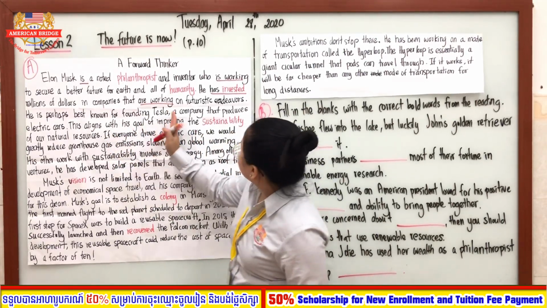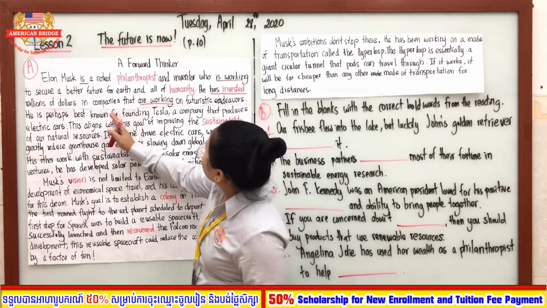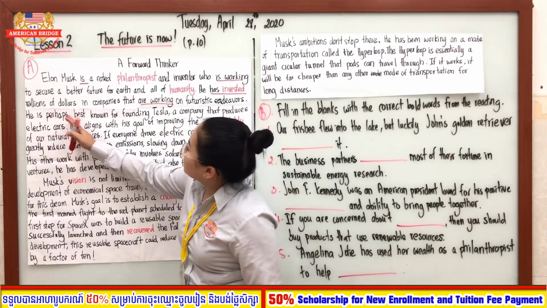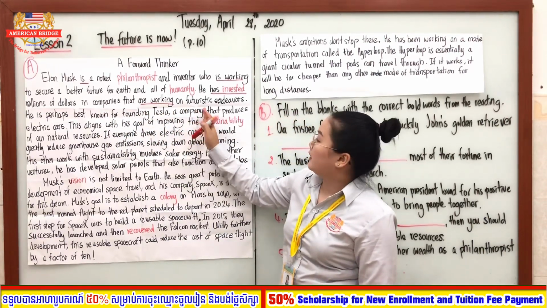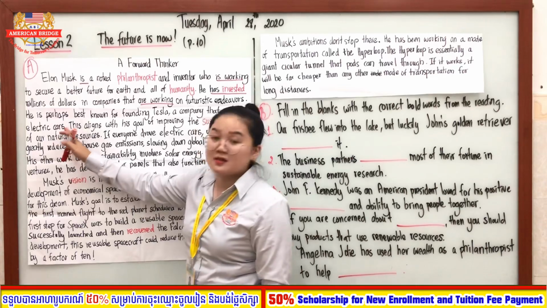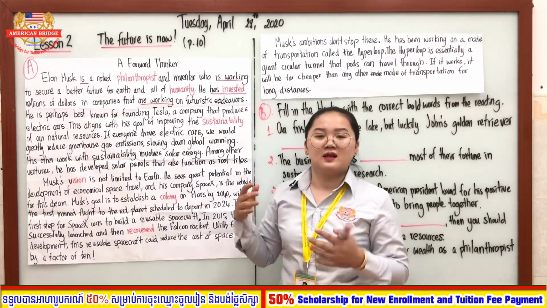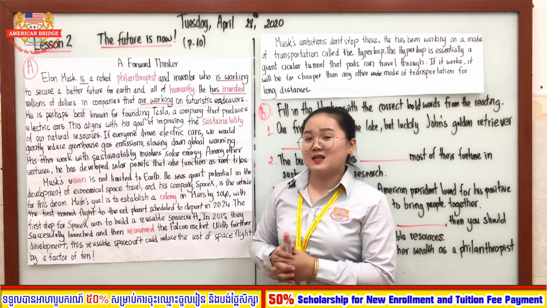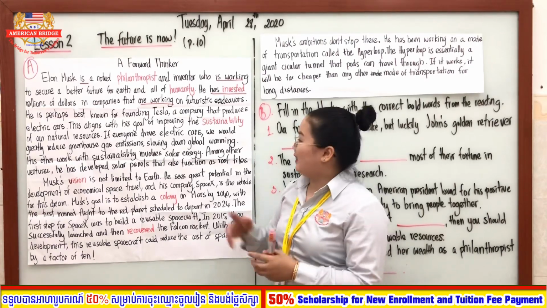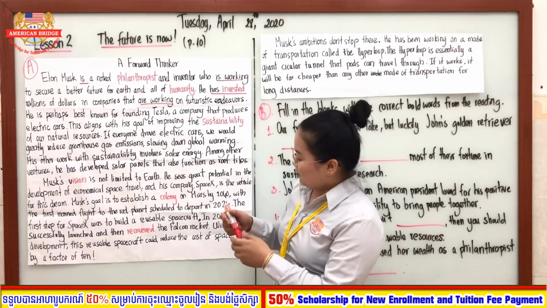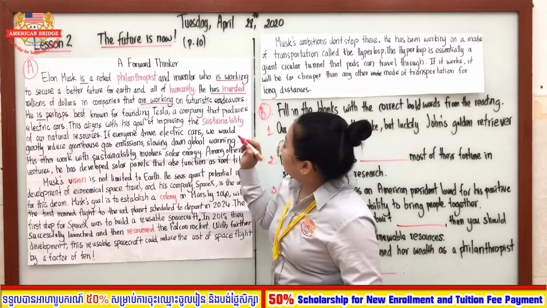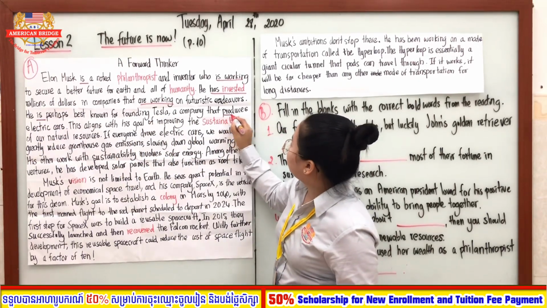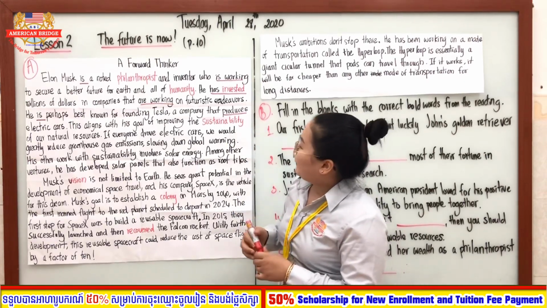The next sentence is, he is perhaps best known for founding Tesla, a company that produces electric cars. How many present tense verbs can you find in this sentence? I'm sure that there are 2, right? The first one is is, and the second one, produces, right? Yep.